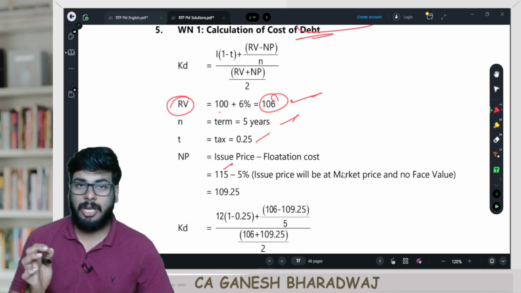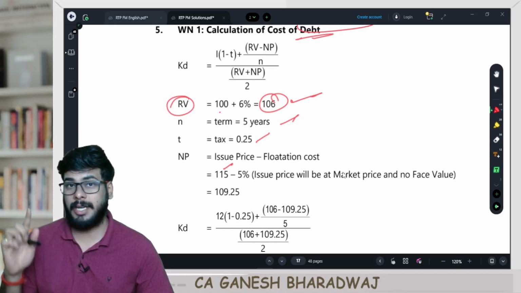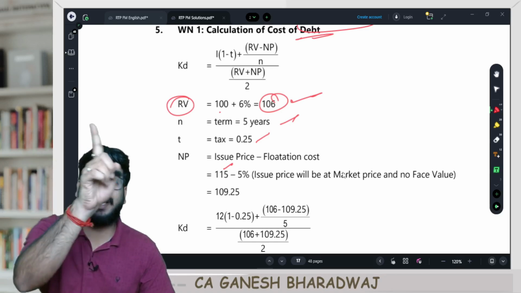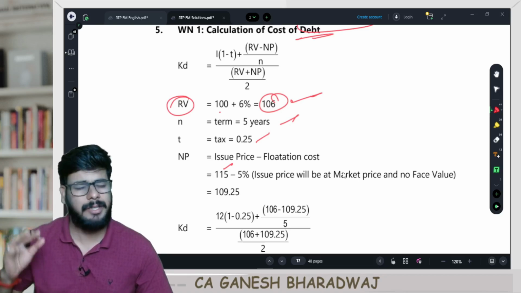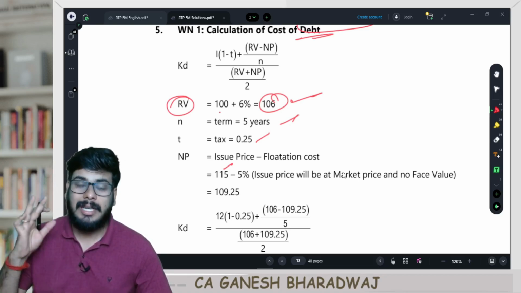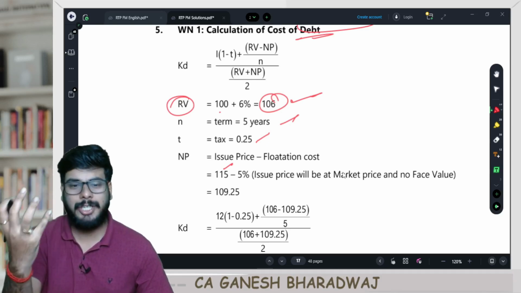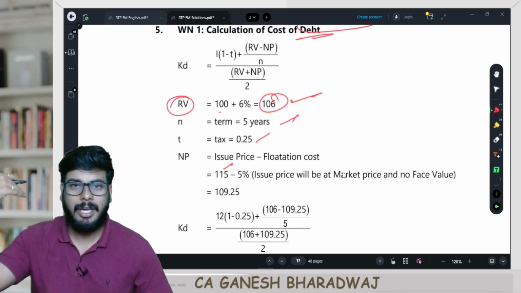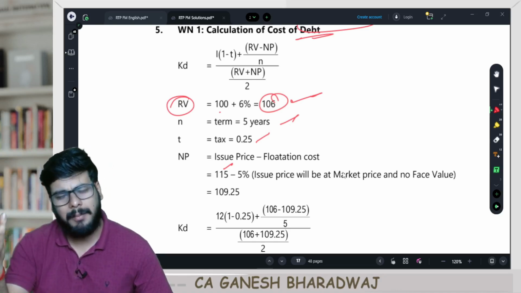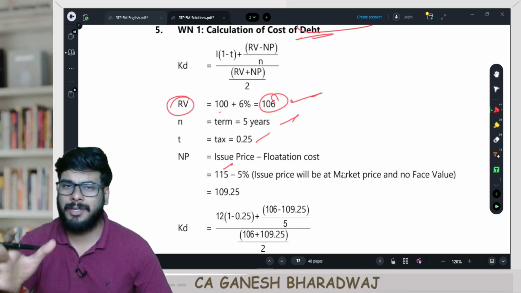Now, flotation cost: if nothing is mentioned in the question, if the question is silent, the 5% can be applied either on the face value or on the issue price. Very strictly speaking, I've told you the correct way is calculating on the issue price only, because on the issue value only, the flotation cost like your underwriter's commission and all will be incurred. But anyway, the institute is taking different stands in different questions.